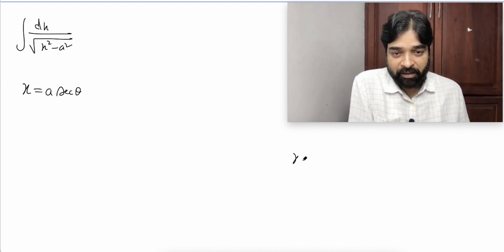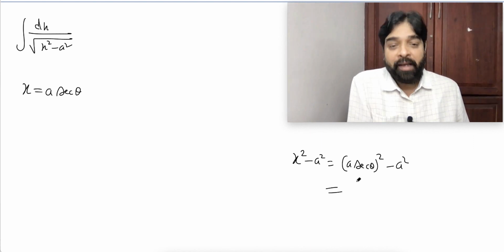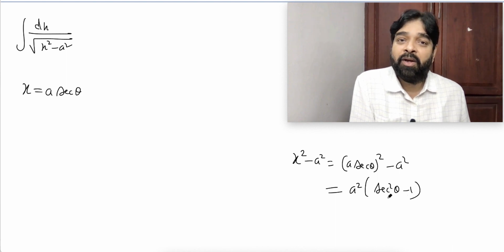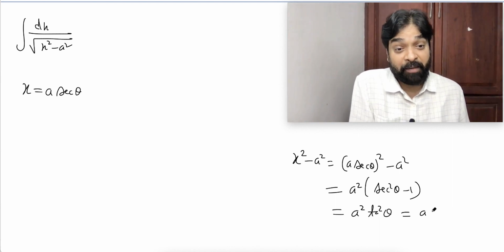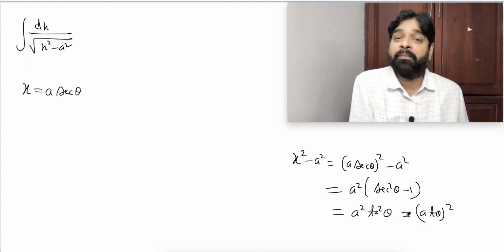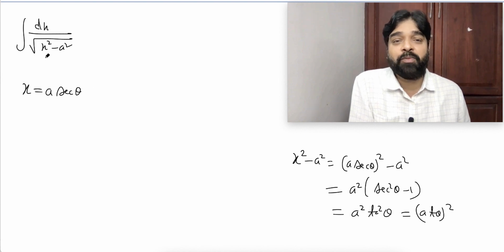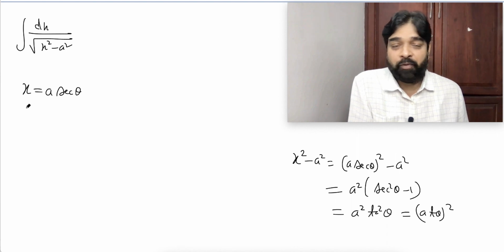Check it. X square minus a square will become a secant theta whole square minus a square. A square will be common, so it will come secant square theta minus 1. What is secant square theta minus 1? Tan square theta. So it will become a square tan square theta, which is nothing but a tan theta the whole square. Perfect square. Our main target is to bring this one as a perfect square, and we got it.